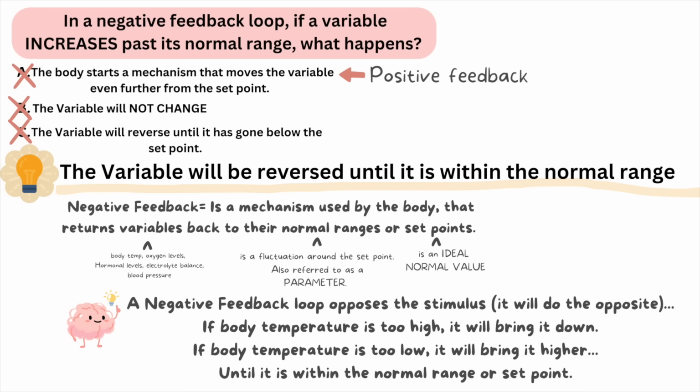Before we move on to the next question, just know that some common examples of negative feedback you might see on your exam are body temperature, glucose levels, and blood pressure. These are all regulated and maintained within a certain range by the negative feedback loop.